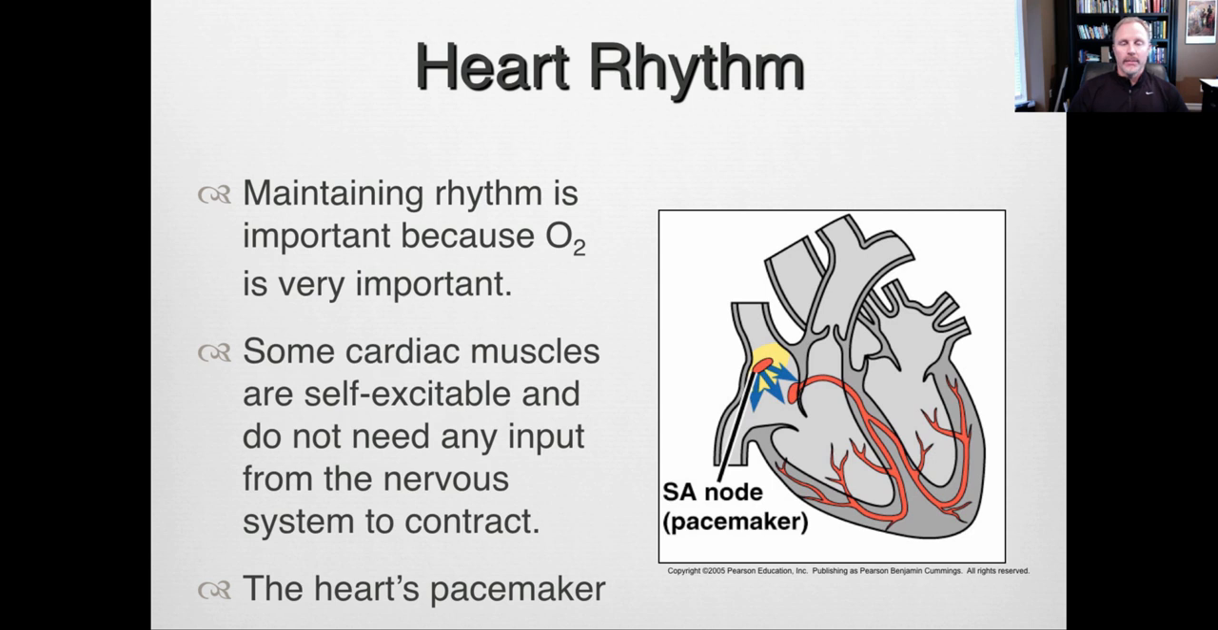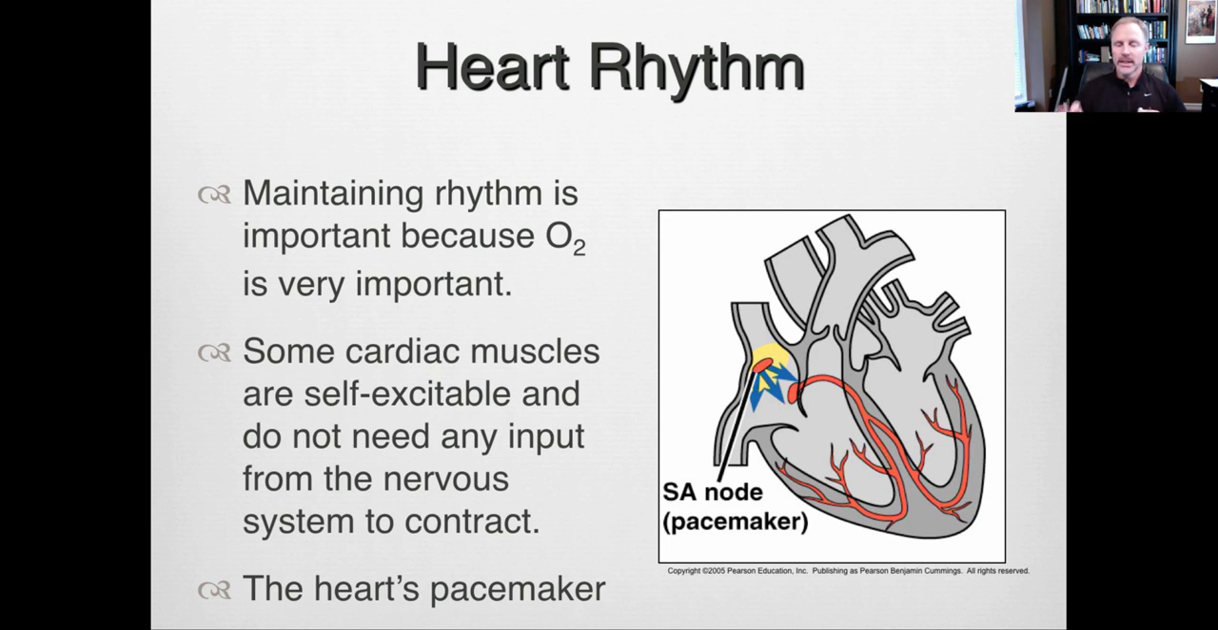So as far as maintaining the heart rhythm is concerned, keeping the oxygen levels throughout the tissues is very important, making sure that the heart is beating properly so that it's moving the blood around the body correctly. So you've got the pacemaker in the heart, and that's the SA node. Okay, and the SA node lies in the right atrium. It's self-excitable. In other words, it's the heart's pacemaker. It certainly is innervated by nerves, and we'll talk about that in a few minutes.